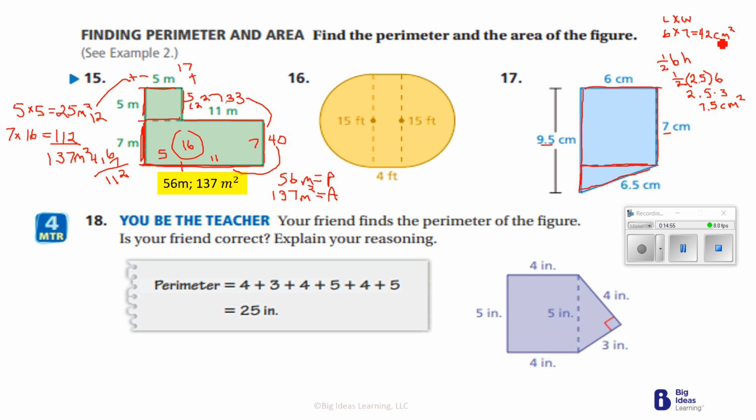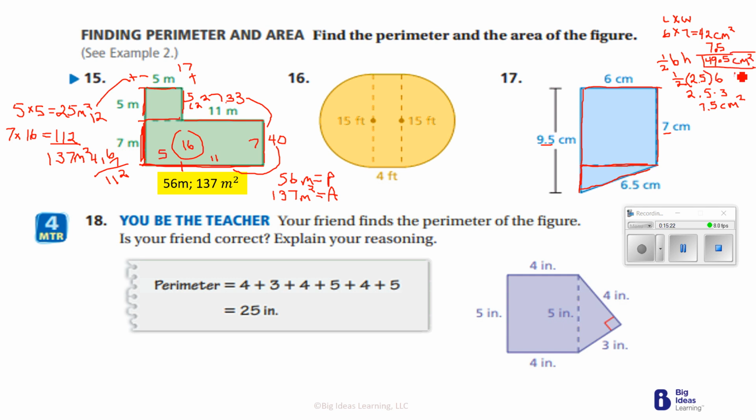And now I have to add my area of my rectangle, which was 42, to my area of a triangle, which is 7.5. I'm going to line up my decimals. My 5 is going to come down, so is my decimal. And this is giving me 49.5 centimeters squared. And that is the answer to area.